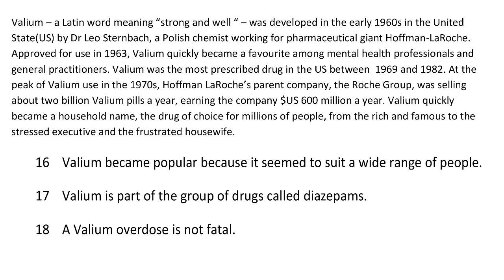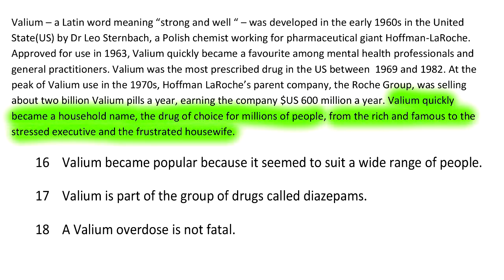Question number 16 says that Valium became popular because it seemed to suit a wide range of people. Look at paragraph number 2, last sentence. It is given that Valium quickly became a household name, the drug of choice for millions of people, from the rich and famous to the stressed executive and the frustrated housewife. So it is suiting a wide range of people. That is what is given here in the end of paragraph 2. So the answer is yes.